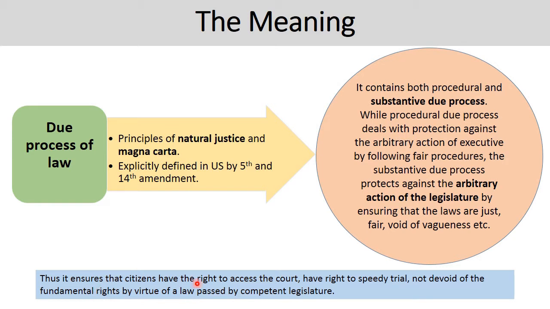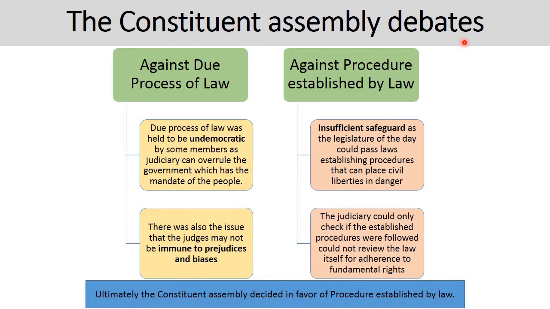So, due process of law ensures that a person has the right to access the court and the right to a speedy trial. None of their fundamental rights are denied, even if the law is passed by a competent legislature, because even if it is passed by a competent legislature, the law must be fair, reasonable, and just. Now we'll look into the Constituent Assembly debates regarding due process of law and procedure established by law.